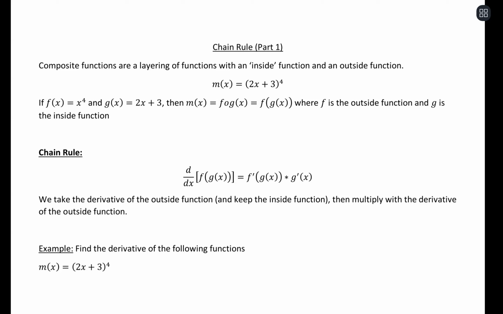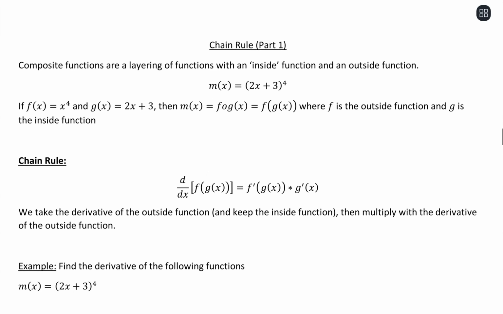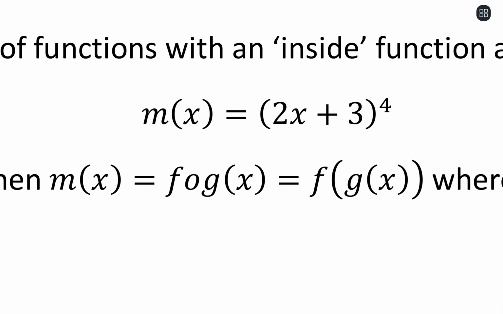So here we're going to talk about the chain rule, which is a case where we have functions layering with each other. So we can describe this as an inside function and an outside function. Like if we look at this m of x equals (2x plus 3) raised to a fourth power, at the outside of everything, we're raising things to this fourth power. At the inside, we're using this function 2x plus 3.